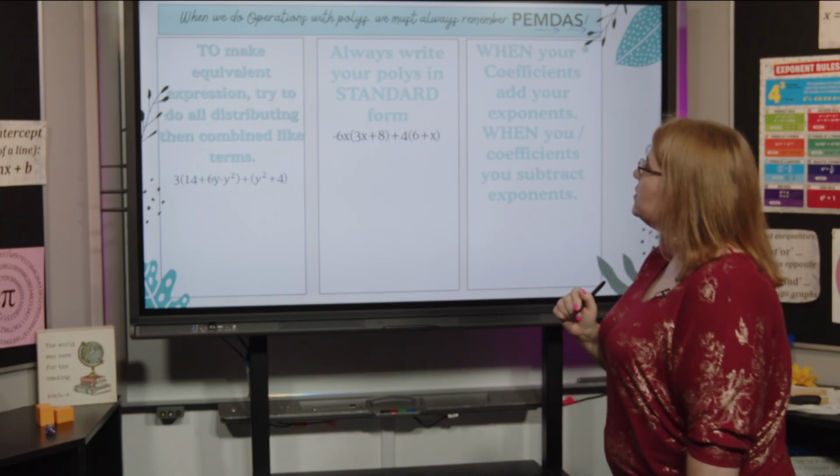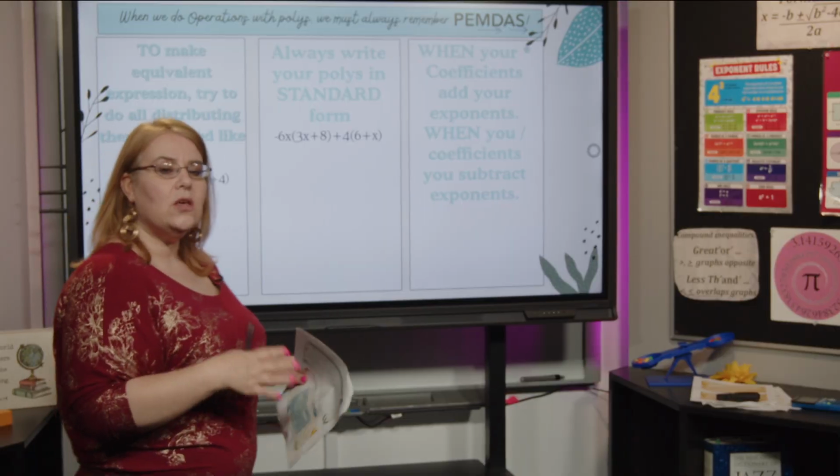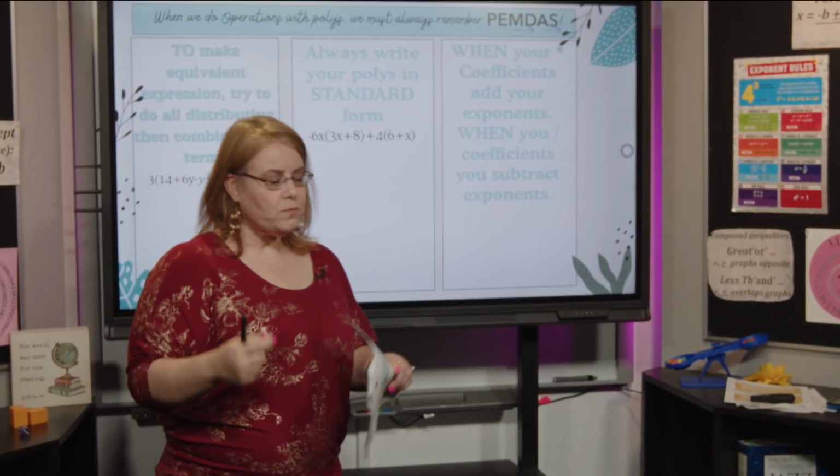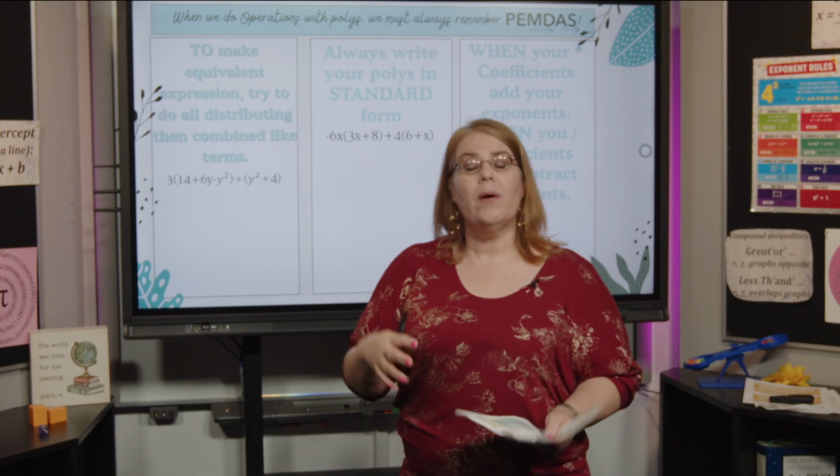So let's look at this first box. It says to make equivalent expressions, try to do all distributing, then combine like terms. Now, Miss Killen, what do you mean do all distributing? When I have something that I am distributing, which you've learned, but we're going to refresh.